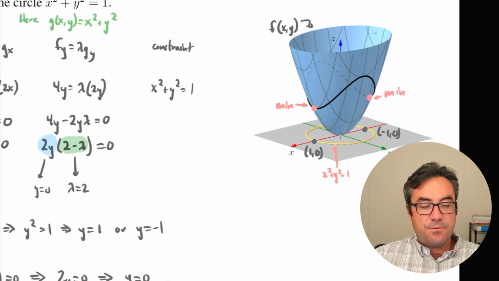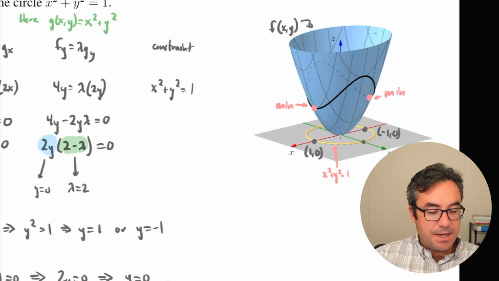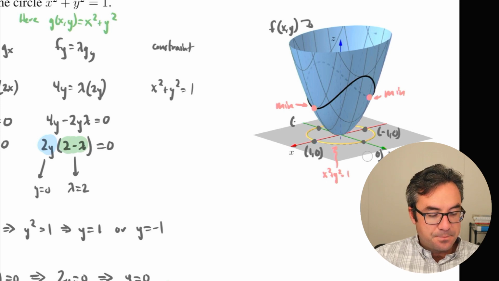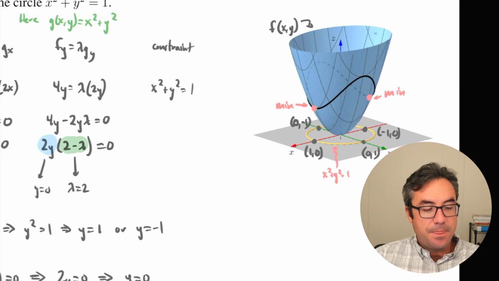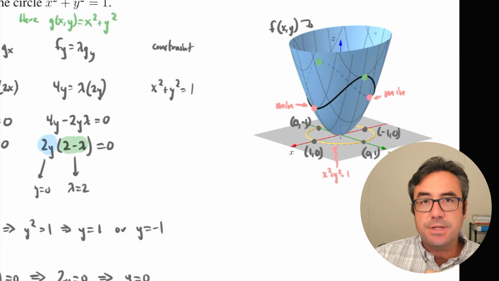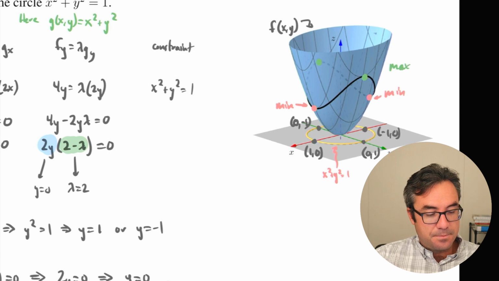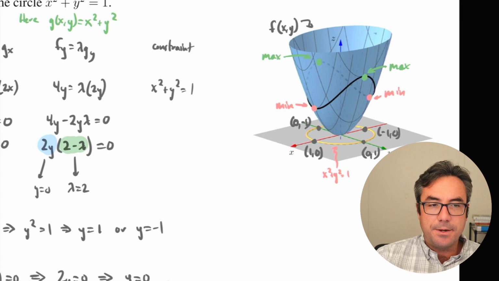And then for the points 0, 1 and 0, negative 1, these were where, if we look at the points on the graph, that's where we actually had a max, a high point on our curve. And the height for that high point was 2, and the height for the low point was 1.